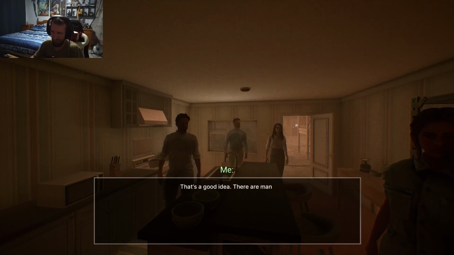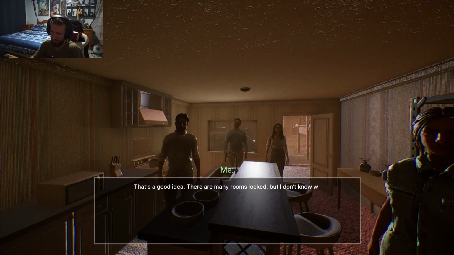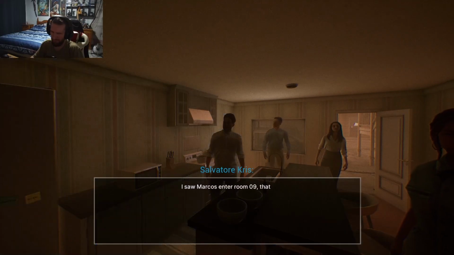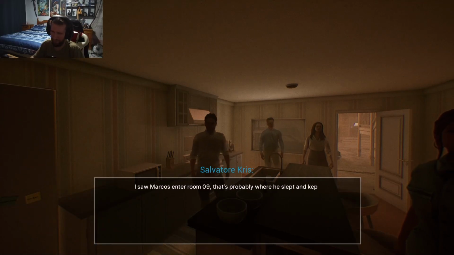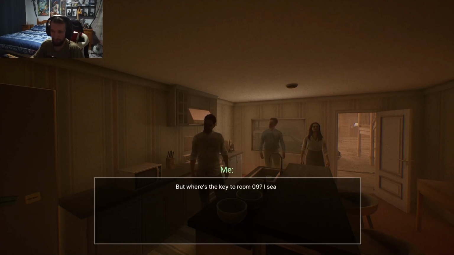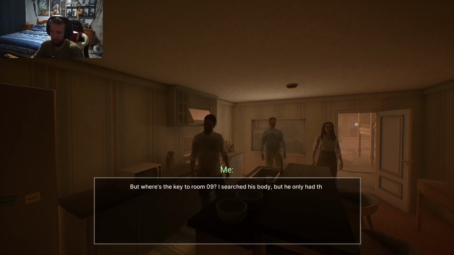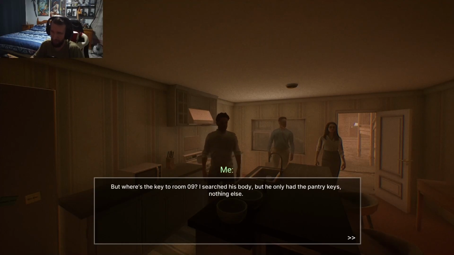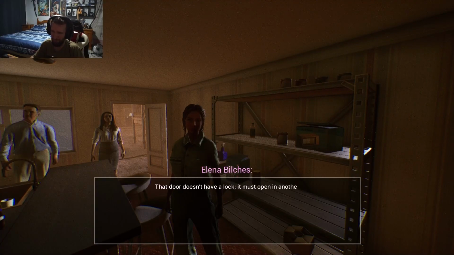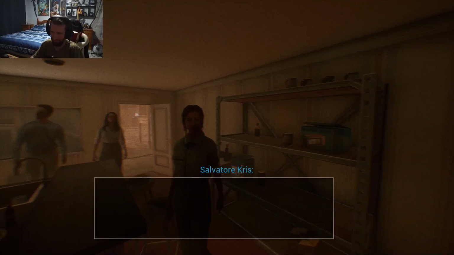That's a good idea. There are many rooms locked, but I don't know where the keys are. I saw Marcos enter room 09. That's probably where he sleeps and keeps the tools. But where the key to that room is, I've searched his body but only found the pantry keys. Nothing else. That door doesn't have a lock. It must be opened another way.